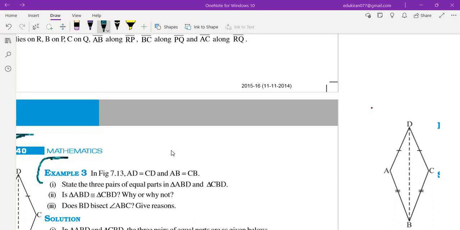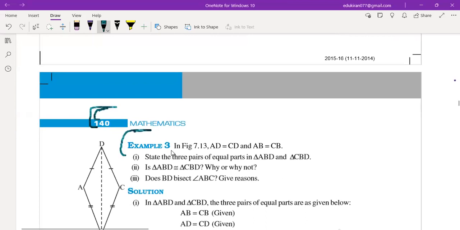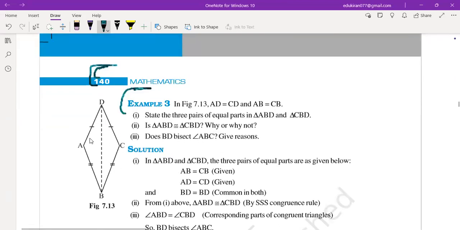So the question says the figure is already given to you, right? Yes or no? You can see this figure. So this AD is equal to your DC, right? Wait, no, they have already given you these two triangles. One triangle is this and another one is this, right? And this AB is equal to this, right? So state the three pairs of equal parts of this.